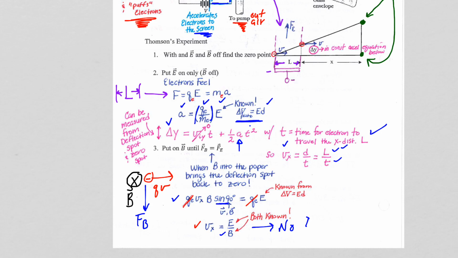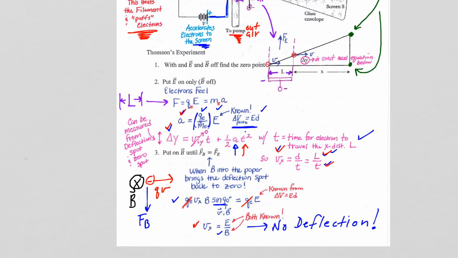So no deflection. And there you have it. Voila, V is known. Once V is known, T is known because L is already known. Once T is known, delta Y was a measurable value. A was known. Once A was known, he had his charge to mass ratio. He went and collected his Nobel Prize.